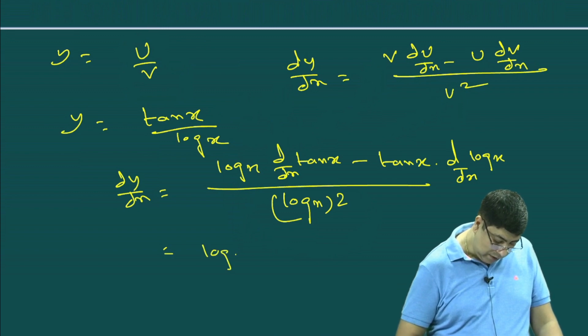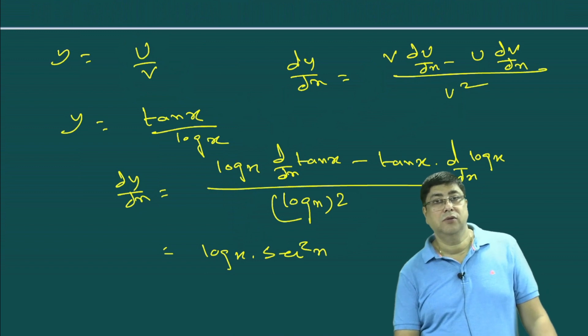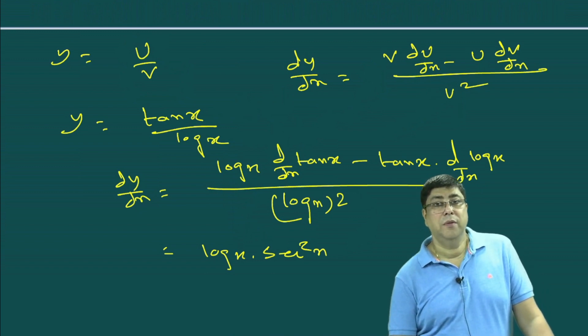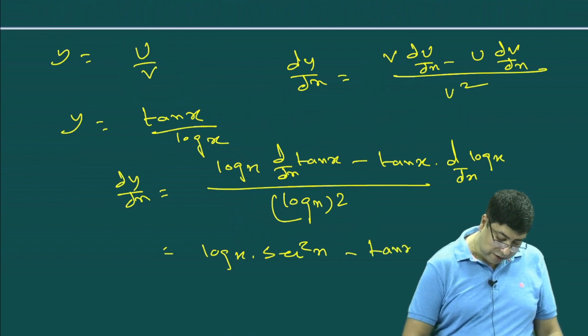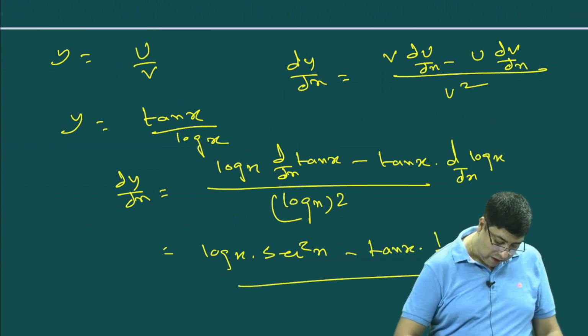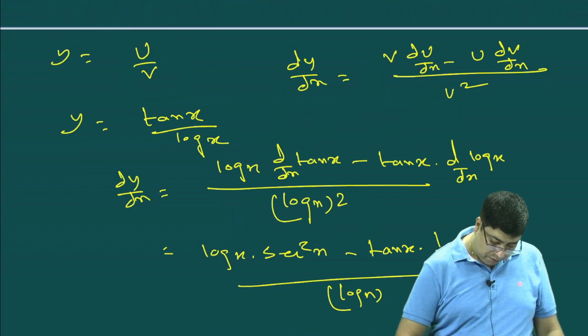Now the differentiation of tan x is sec square x, we know, and the derivative of log x is 1 by x, that we know. So let us put minus tan x into the log x derivative, 1 by x, by log x whole square.